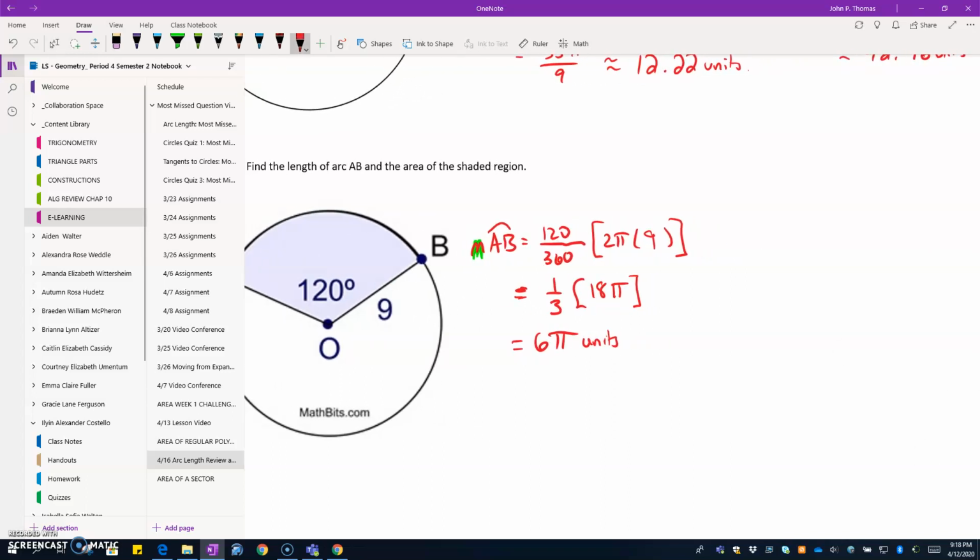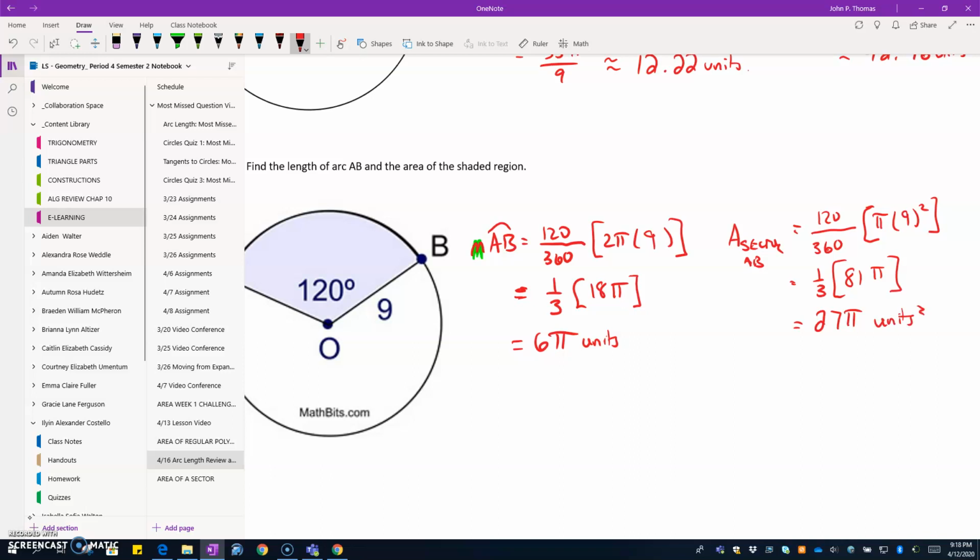Now, if I find the area of that sector, I'm going to call it AB again. On this one, we're still taking a fraction of the 360, and we're still multiplying by a full feature of the circle, but this time the feature is area, which is given by pi r squared. We're taking 120 degrees out of the total 360, and r is 9. So I've got 120 over 360, which is 1/3. 9 squared is 81, so we have 81 pi in there. 3 goes into 81 27 times, so I end up with 27 pi. That would be units squared, because we are looking at an area.